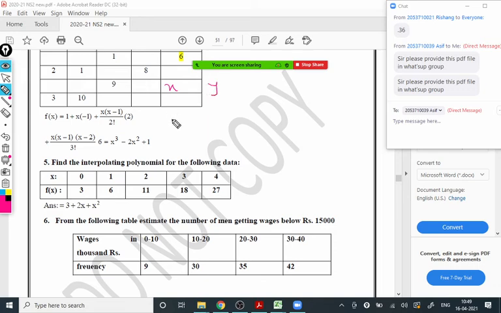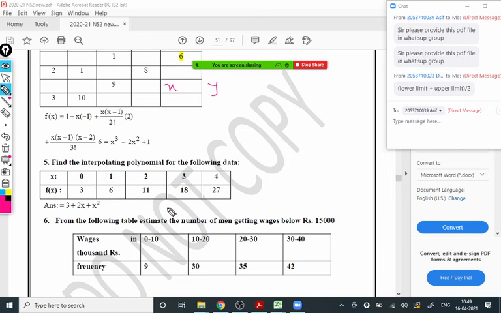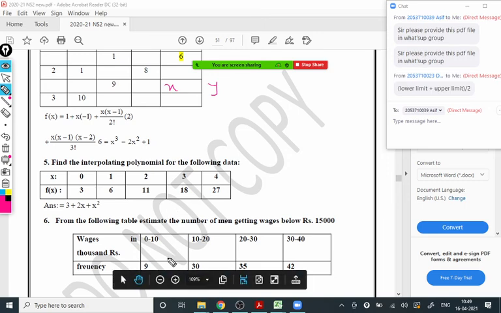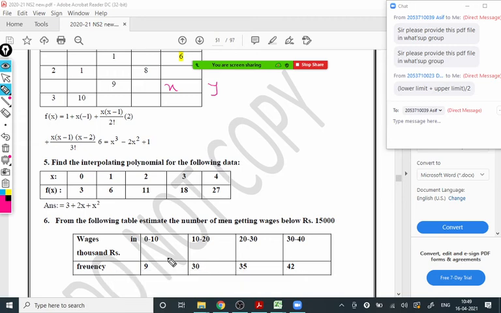Yes, what should be the values of x there? Average value? Okay, you are taking mid values there. So that is not correct actually. It's not mid values.